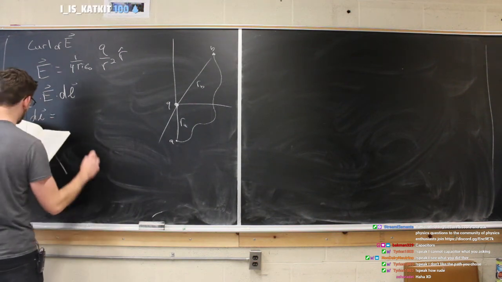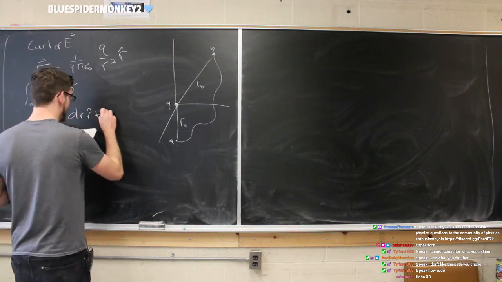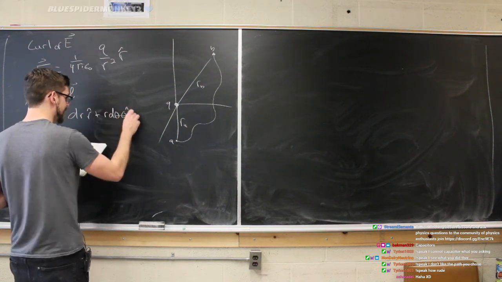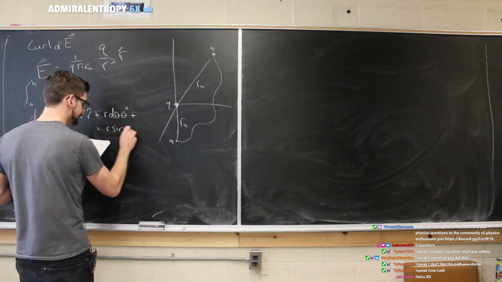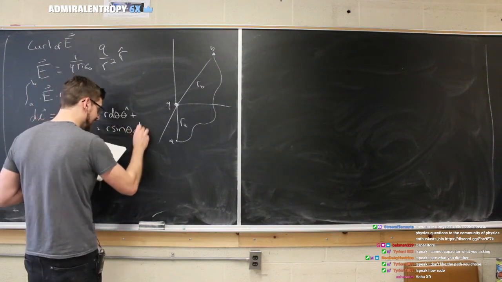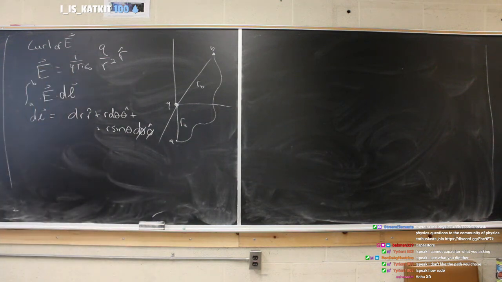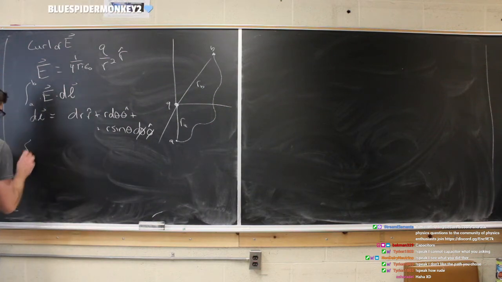So dl spherically in 3 dimensions is dr r hat plus r d theta theta hat plus r sine theta d phi phi hat. Okay, so that's the whole dl for a sphere. So any line in spherical coordinates we can associate with this. And so let's plug it into our integral.